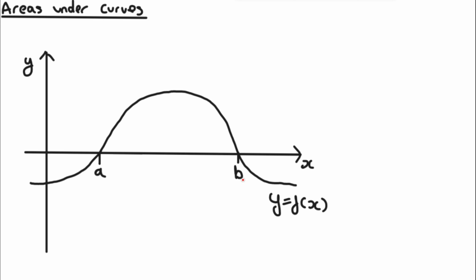So this video is on areas under curves. In the last video we went through how to integrate something and how it works, but what does it actually do? So let's say we have a graph like this and we have the points labelled A and B here. And we want to find the area between the curve and the x-axis between A and B. So we want to find the area of the region here, the shaded region here.